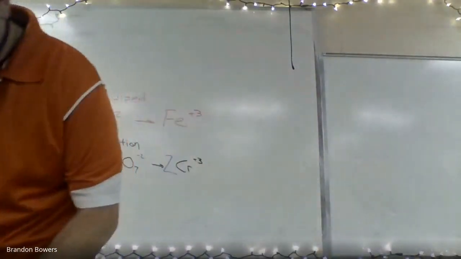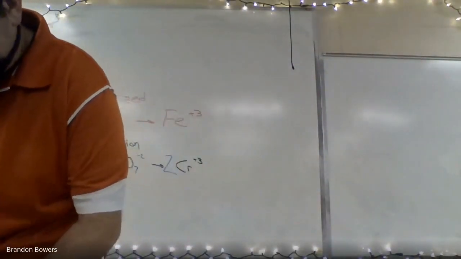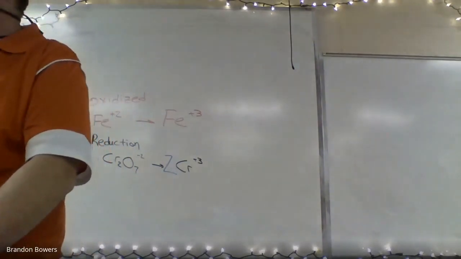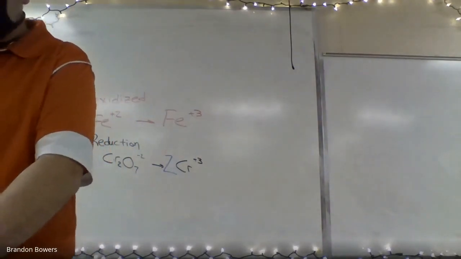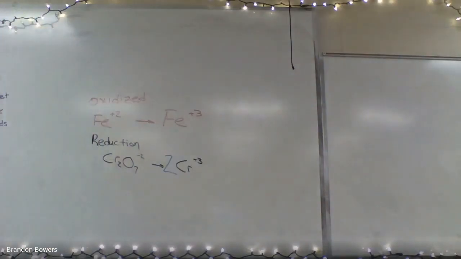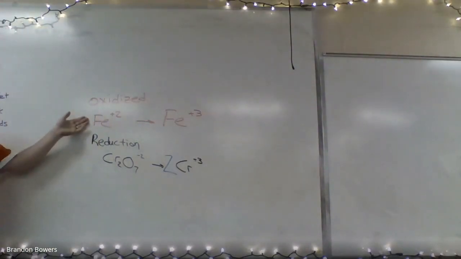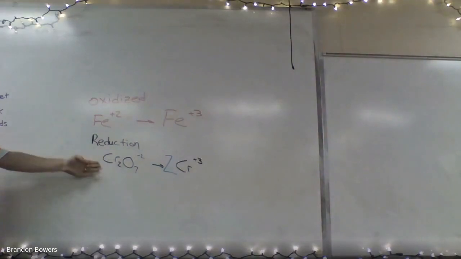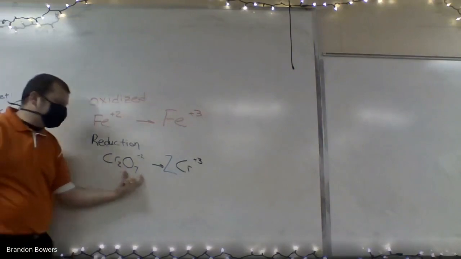Let's see. Step 3 on our picture. Balance the O's by adding water. Balance the oxygen by adding water. This is step 3. Is there any oxygen up here? No. Is there any oxygen down here? Yes. So how many oxygens do I have?